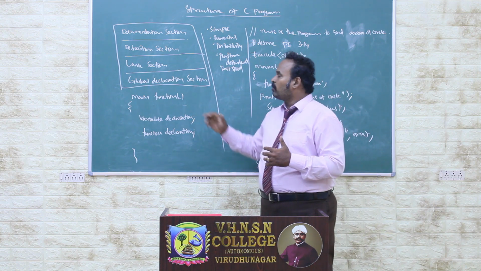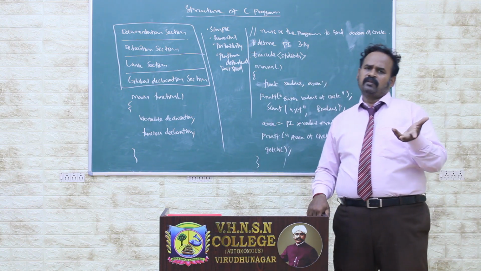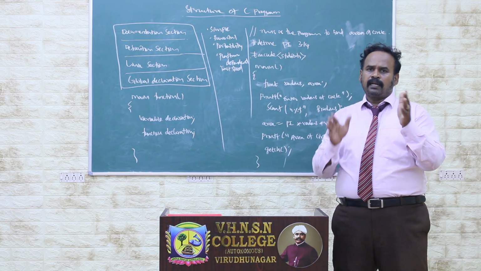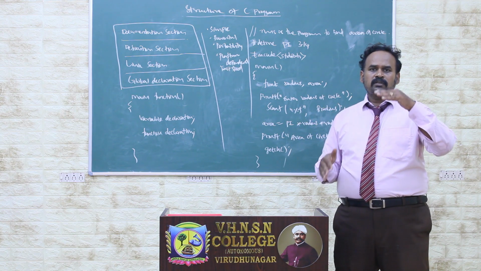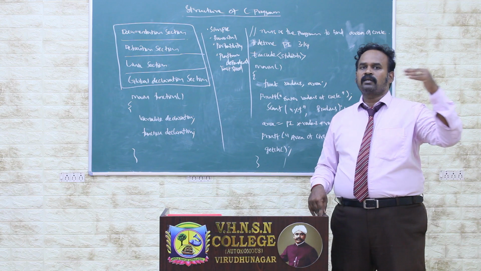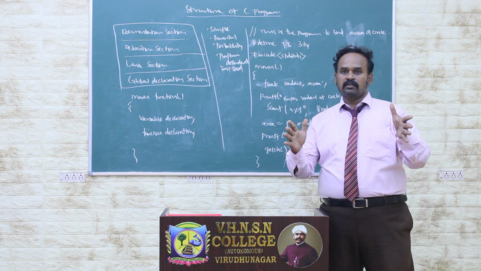Okay, next the global declaration section. Here we are declaring the variables. A variable declared within the main function, we call it a local variable. Suppose a variable is declared outside of the main, it is a global variable.